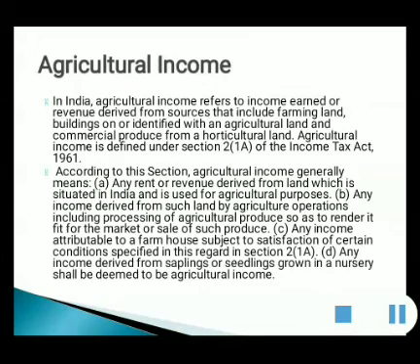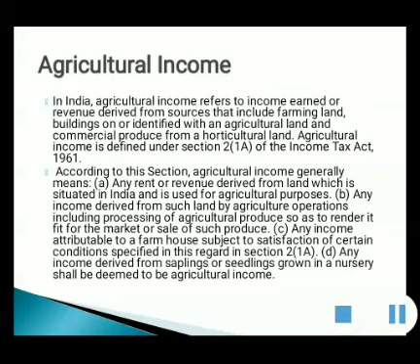purpose. And the second condition, any income derived from such land by agricultural operations, including processing of agricultural produce so as to render it fit for the market, or sale of such produce. And the third condition is any income attributable to a farmhouse, subject to satisfaction of certain conditions specified in this regard, in Section 2, subsection 1A.